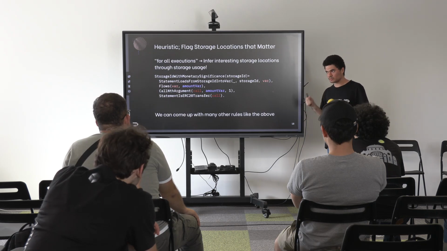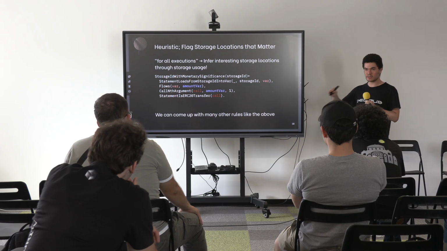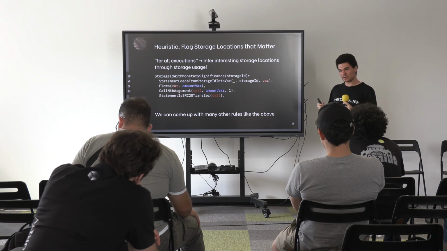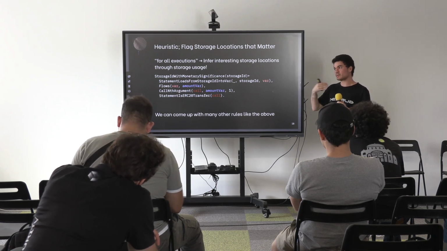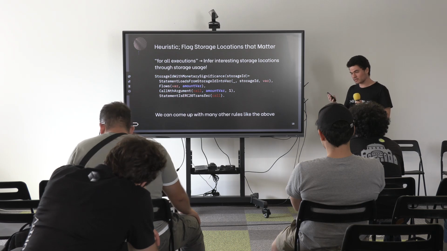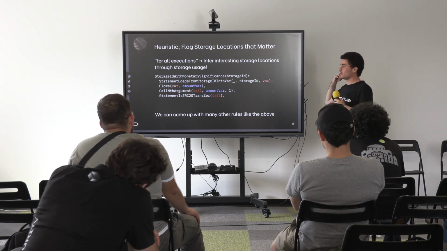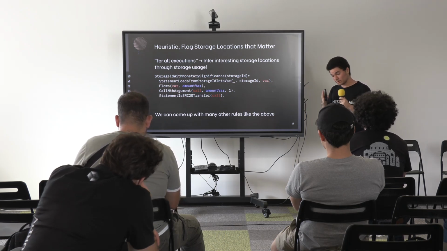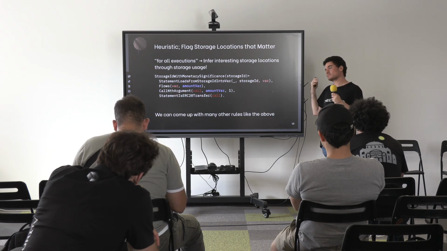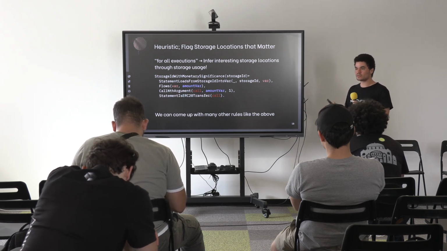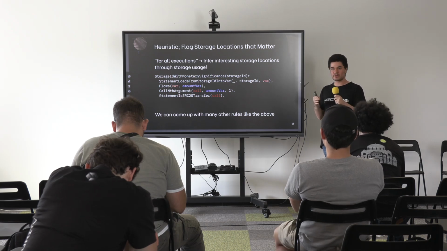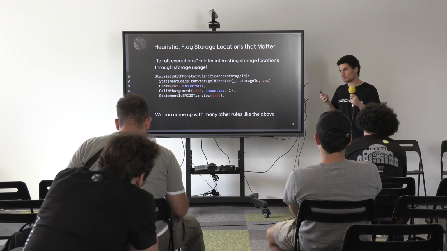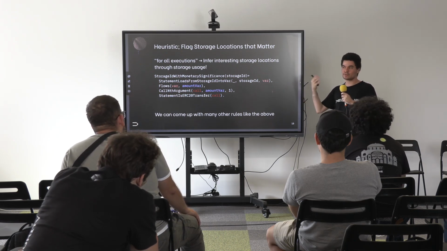Okay, so back to our topic. We're trying to infer important storage locations. And this is the part where static analysis might help us, because the essence of a static analysis is that we try to approximate all program behaviors without actually executing it. And this, of course, causes some precision loss, and we cannot approximate all possible behaviors in practice, so we always give up on completeness or precision.